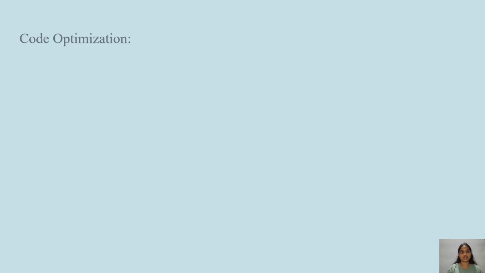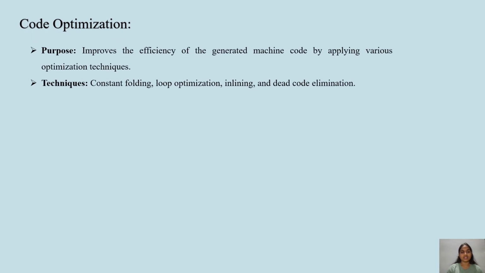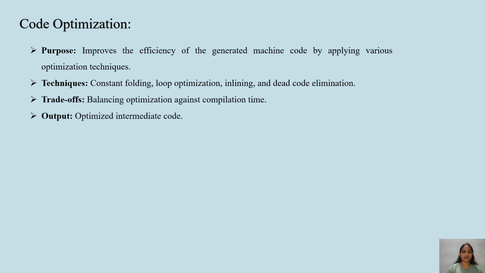The next one is code optimization. The purpose of code optimization is to apply optimization techniques that improve the efficiency of the generated code. Techniques used are constant folding, loop optimization, inlining and dead code elimination. Trade-offs: balancing optimization against compilation time. Output is optimized intermediate code.